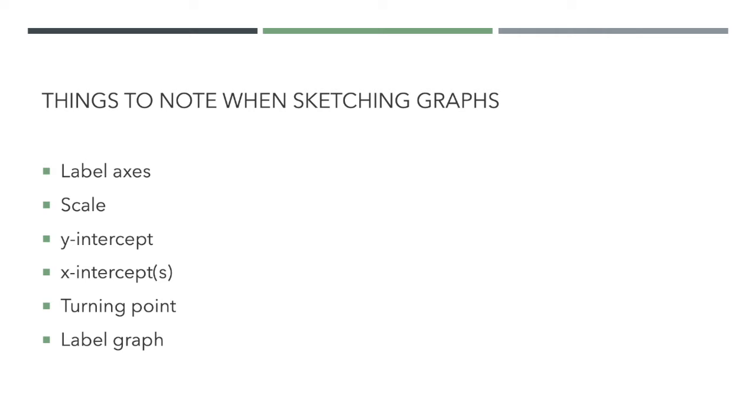X-intercept, depending on the graph, there may or may not be an x-intercept, or there may be one or two x-intercepts. Turning point and label graph. For the turning point, because the keyword here is sketch, it means that you shouldn't be plotting or filling in a table to find your turning point. This is not plotting, it is sketching. So given the equation, you should be able to deduce the turning point from the equation. And lastly, label your graph.